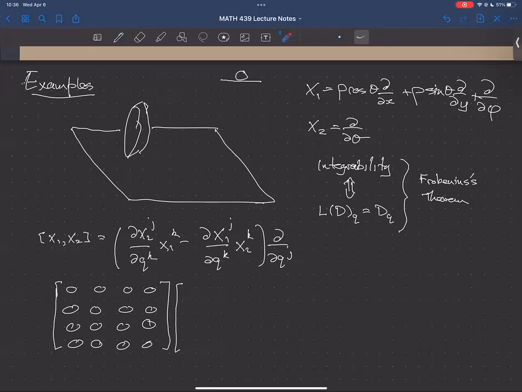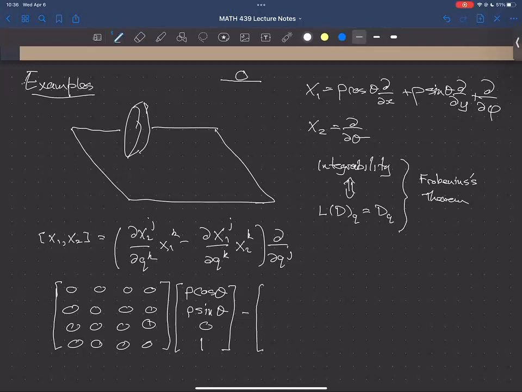You have to choose an order for the coordinates, so let me choose the order x, y, theta, phi. I'm going to put the x component, which is rho cos theta, the y component, which is rho sine theta, then the theta component, which is zero, and the phi component, which is one. That's all going to be zero, but like I said, pretend like it's not.